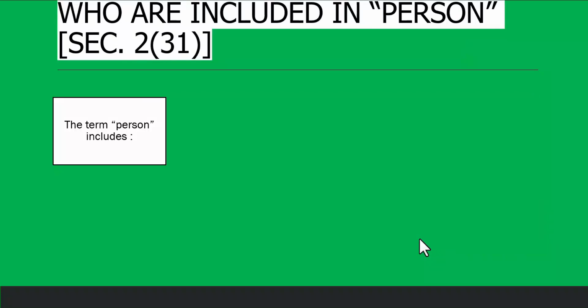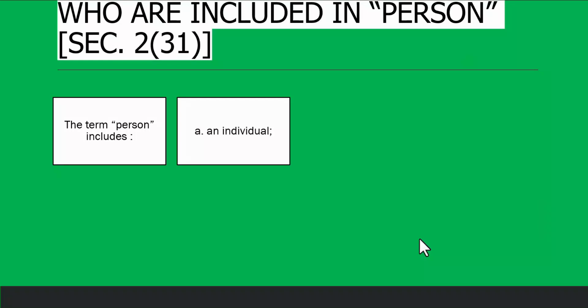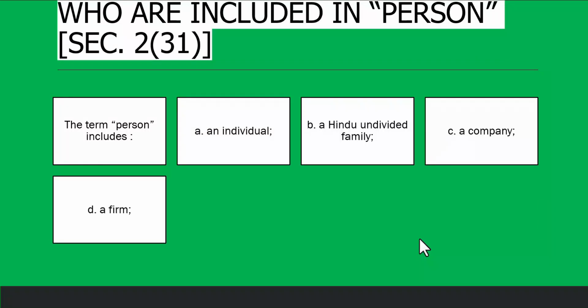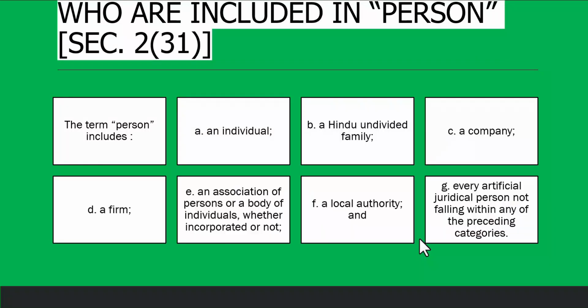Read this. Who are included in person? Section 2(31). The term person includes an individual, a Hindu undivided family, a company, a firm, an association of persons or a body of individuals, whether incorporated or not, a local authority, and every artificial juridical person not falling within any of the preceding categories. So, under the income tax, all persons are supposed to pay tax. Now, who are all the persons? Individual. People like you and me. So, that's a simple case.